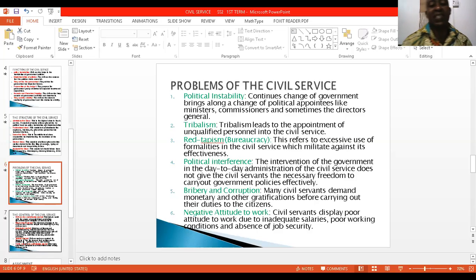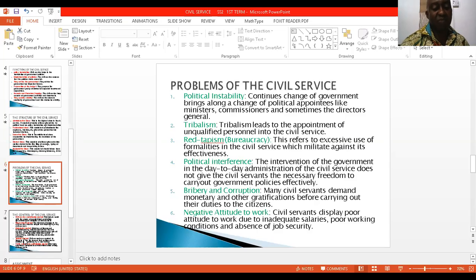Political instability. That's one of the problems of the civil service. Tribalism. Red tapism, the one we call bureaucracy. Red tapism, that's the term for it. Political interference.